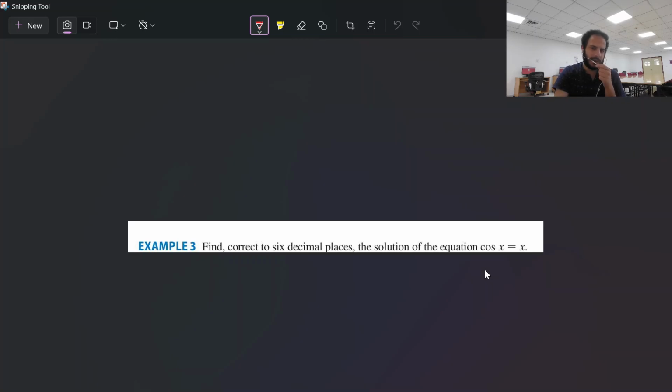You can estimate x1 using graphing, okay? If you want, you decide. I will show you this example. For example, the book estimated x1 using graphing.